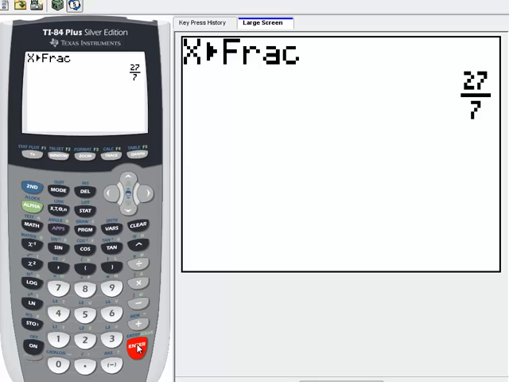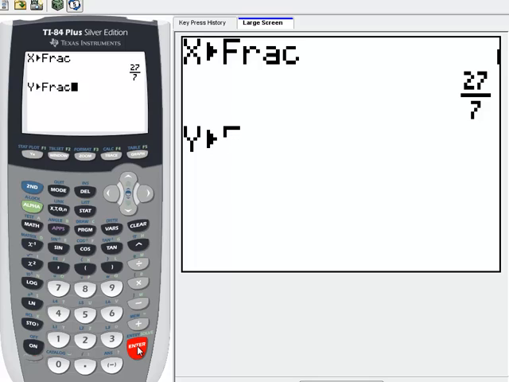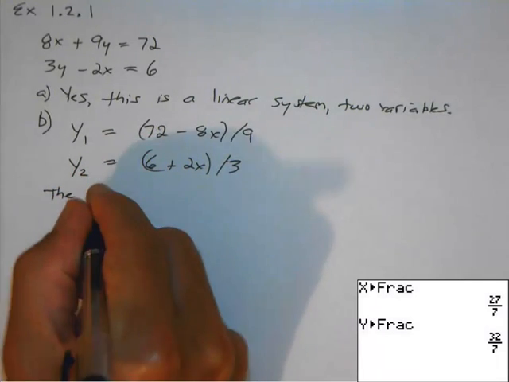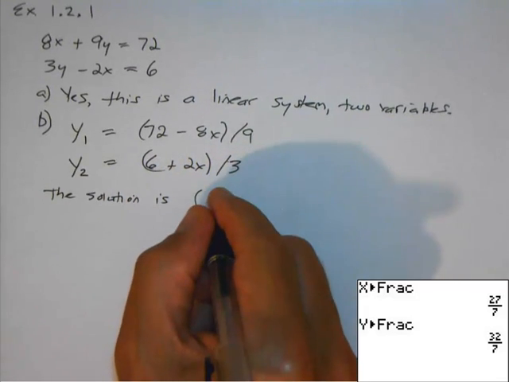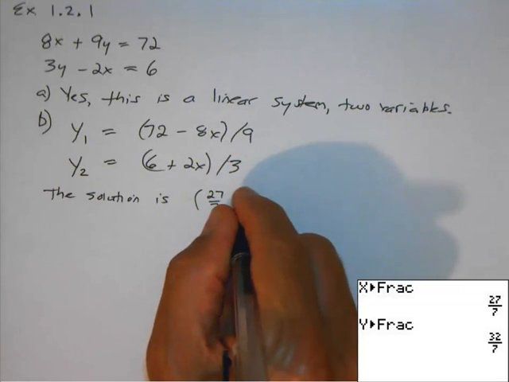Okay, maybe y can also be written as an exact fraction. Let's find out. Alpha y, math, fraction, enter. Okay, there we are with an exact y. Okay, we're ready to record on paper the solution to this system. Let's do that. So we can write the solution is x coordinate was 27/7. The y coordinate 32/7.